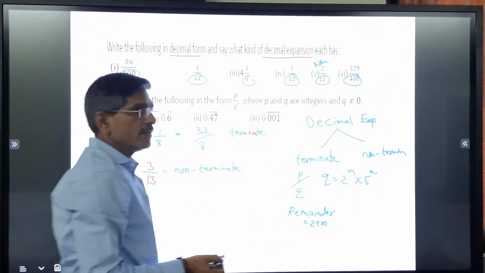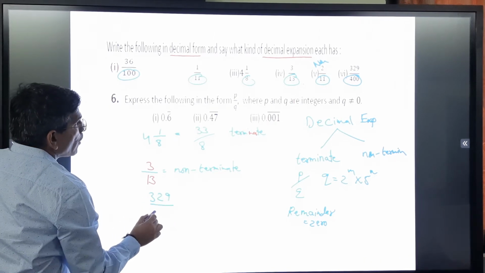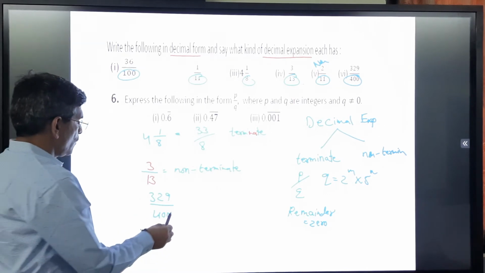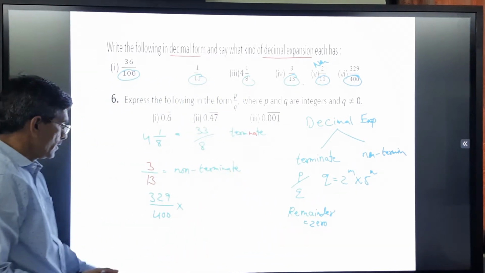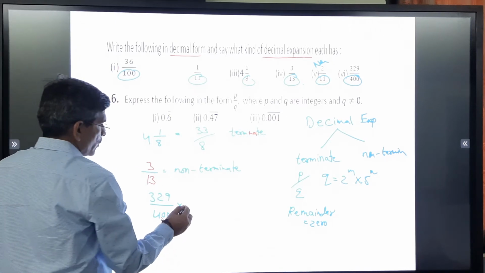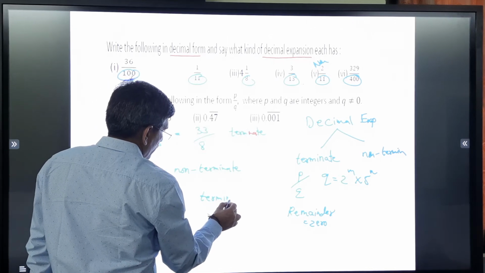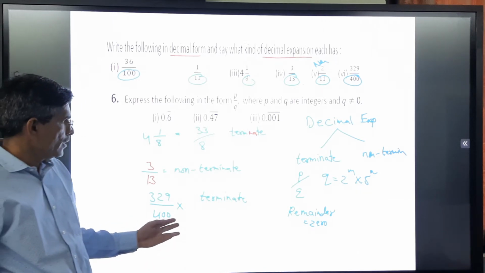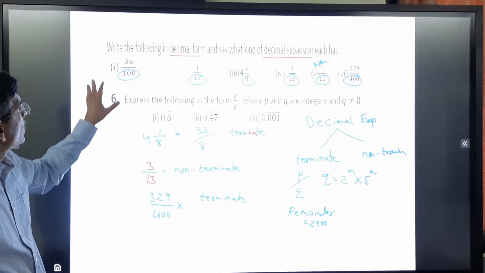Here 400 is there, so 329 upon 400. Again 400 is in the form of 2 and 5, so we can say it is terminating, because if you factorize 400, you will get powers of 2 and 5 only. So it is easy.